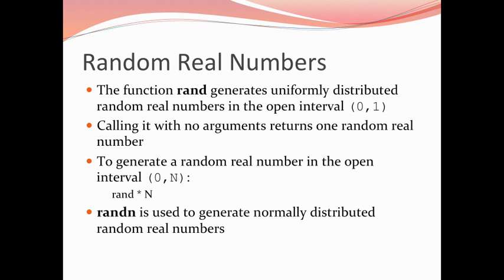There are a couple of functions that generate random real numbers. The function rand generates what are called uniformly distributed random real numbers in the open interval from 0 to 1. Calling it with no arguments returns one random real number. If you want to generate a random real number in the open interval 0 to n, where n is some integer, you would just say rand times n. Rand will generate a real number from 0 to 1, multiply that by n, and you get a random real number in the range from 0 to n. If you want normally distributed random real numbers, you use randn as the function instead of rand.